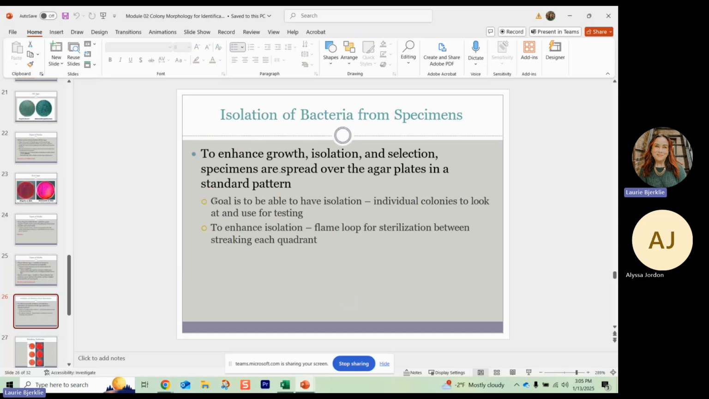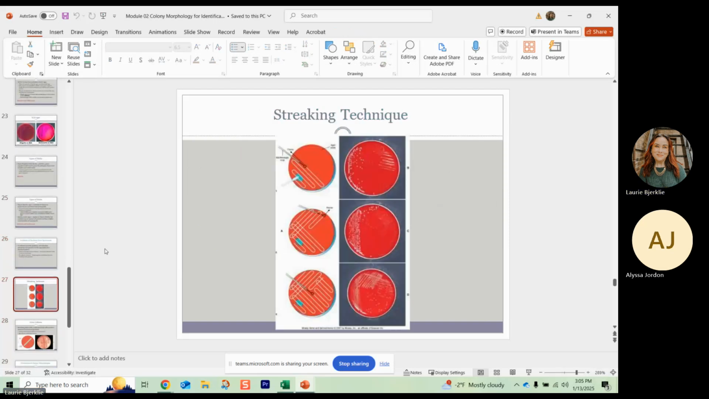And when you go to test, you don't know if you're testing isolated colonies that are the same. You might be testing several different types of bacteria at the same time and not realize it. You need to have isolated colonies so that way when we test them, we know we're testing what we want to test. So we have a whole flame loop for sterilization and streaking quadrant technique. You are going to learn this in lab and do this.